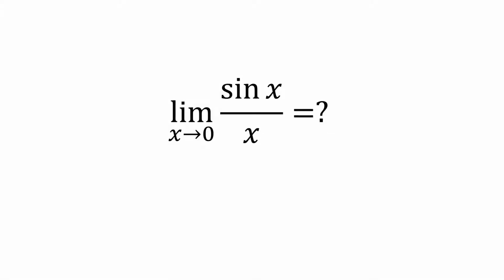Hello everyone. What you're looking at is probably one of the first limits you'll see when you start studying the calculus of trigonometric functions. The limit as x goes to 0 of sine x over x. Why? Because you need to know what this is to prove what the derivative of sine x is. The derivative of sine x is cosine, of course, but you need this as part of the proof.